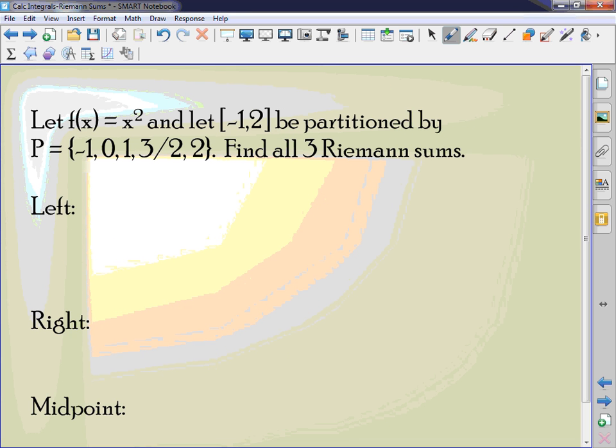Here's the problem. We're going to let f of x equals x squared, and we're going to let the interval -1 to 2 be partitioned by -1, 0, 1, 3 halves, and 2. We're going to find all three Riemann sums.